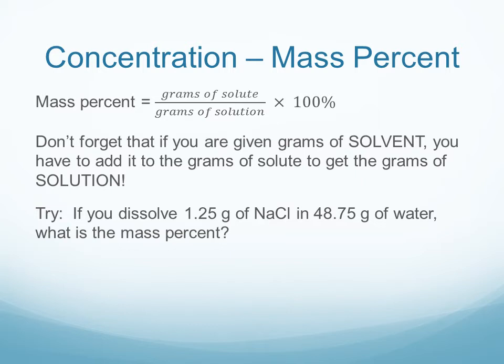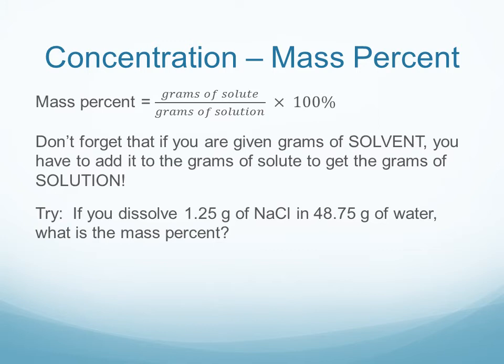All right, so there are several different ways that we can talk about the concentration of a solution numerically. One way is mass percent, and mass percent means grams of solute over grams of solution times 100. So don't forget that's grams of solution. If you're only given the grams of solvent, you have to add that to the solute to get the total mass of your solution.